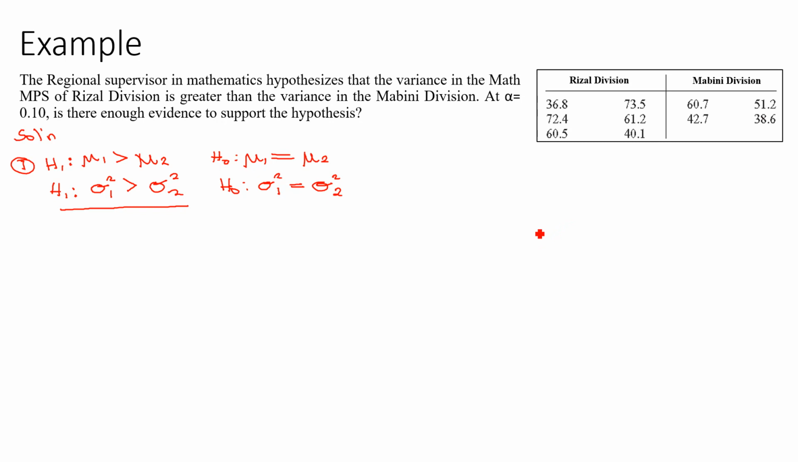Now step 2. What would be the next step? Since we already identified the hypothesis, we are now going to compute the test value. So we are going to find the variance of each group. Okay, so let's migrate to Excel.